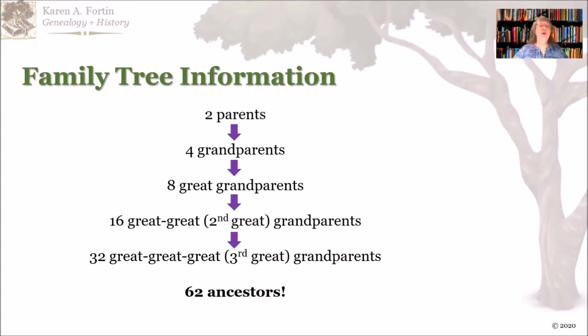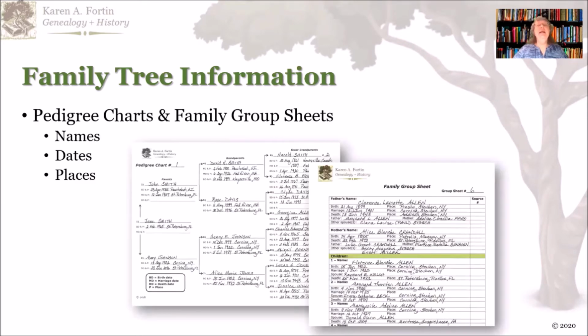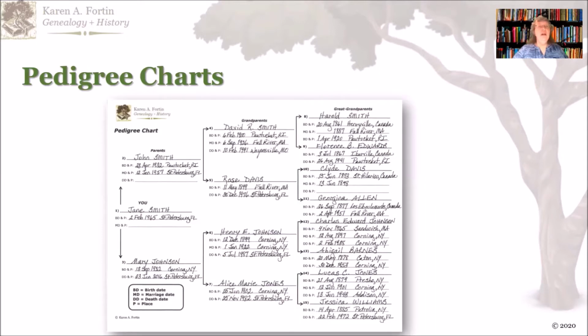Instead, you need to find a way to record and organize this information. The easiest way to do this is by using pedigree charts and family group sheets. These are forms that allow you to record the names and the dates and places associated with them. When you're new to genealogy, usually your first pedigree chart starts with you on line 1. Then you record the information for your parents, your father on line 2, and your mother on line 3.